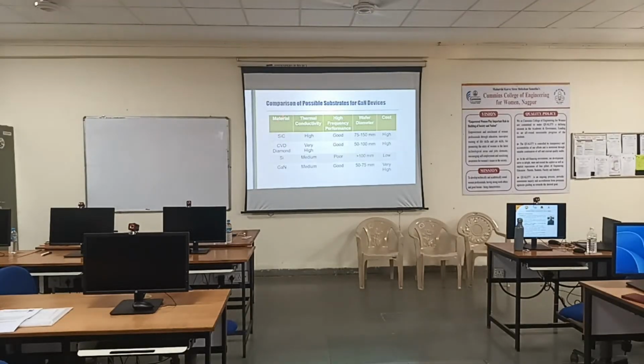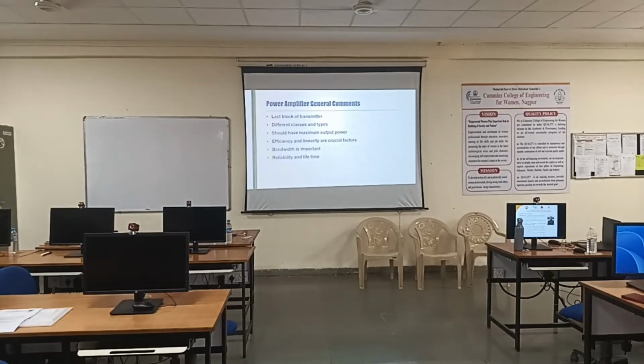So you can see here the possible substrate materials for GaN devices. But if you see the cost, GaN on GaN will be very high. GaN on silicon will be the best choice in terms of cost, which is very low, but the frequency performance will be poor because of silicon mobility, which you have seen. Alright, please excuse me if I have skipped some of the minute details.